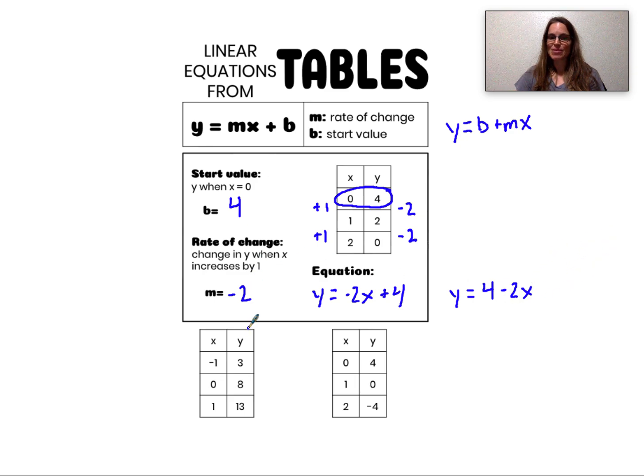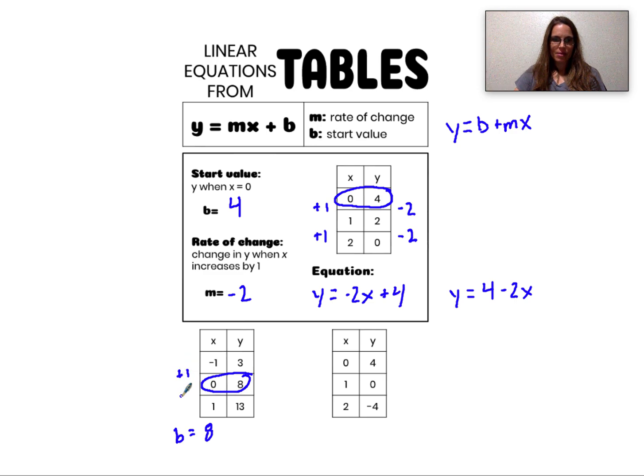Let us go ahead and practice. In this table, the start value is not found in the first row. The start value is found right here. This is the row where x equals 0. My start value, b, is 8, the value of y when x is 0.